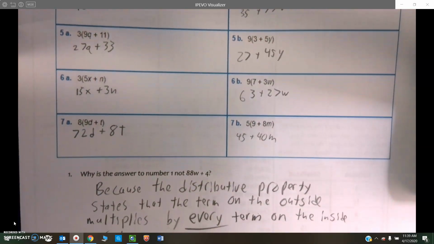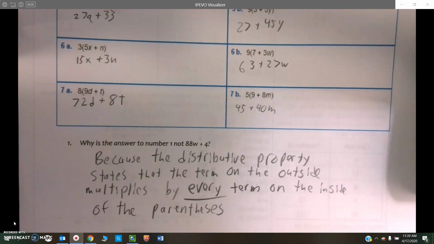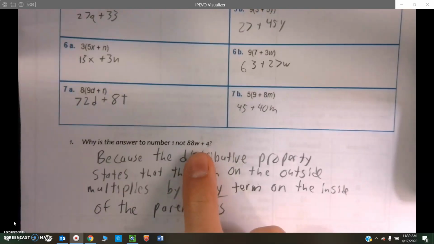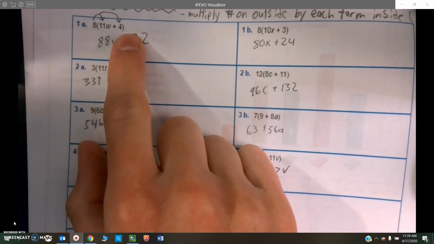And so why is the answer to number 1 not 88w plus 4? The reason is because the distributive property states that the term on the outside multiplies by every term on the inside of the parentheses. So if that was the answer you got, then you had forgotten to multiply 8 by 4.